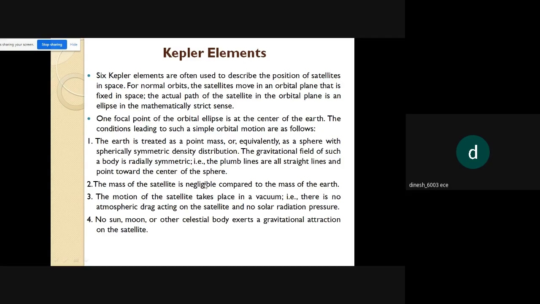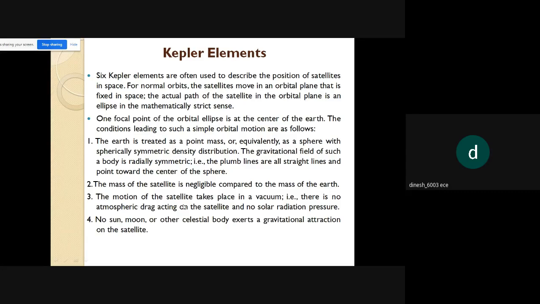The second one is that the mass of the satellite is negligible compared to the mass of the Earth. The satellite's weight may be 15 kg, 100 kg, 200 kg, or 300 kg, so as compared to the mass of the Earth, it is very negligible. So we have to consider that.